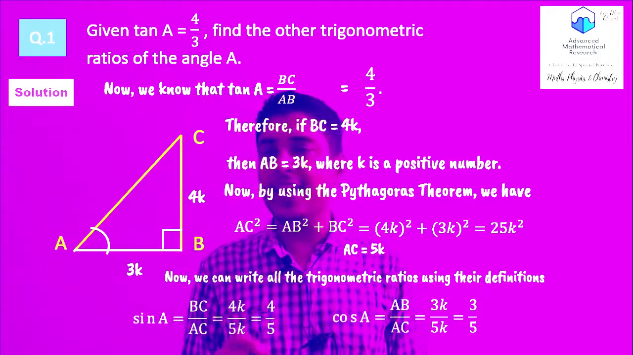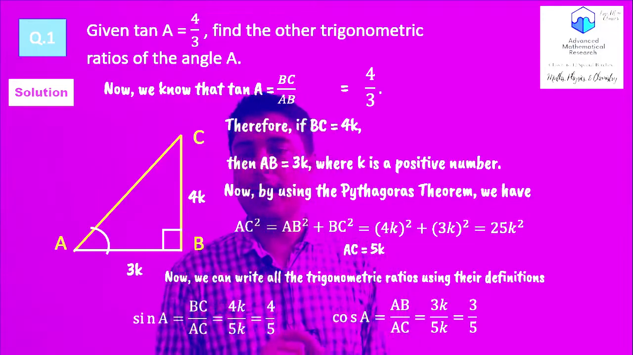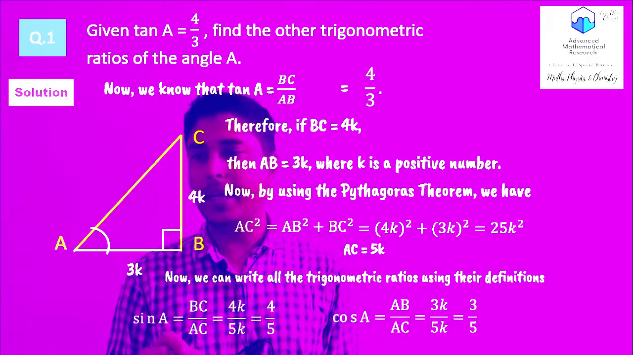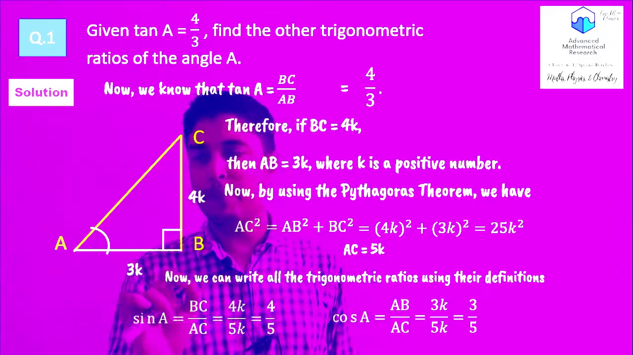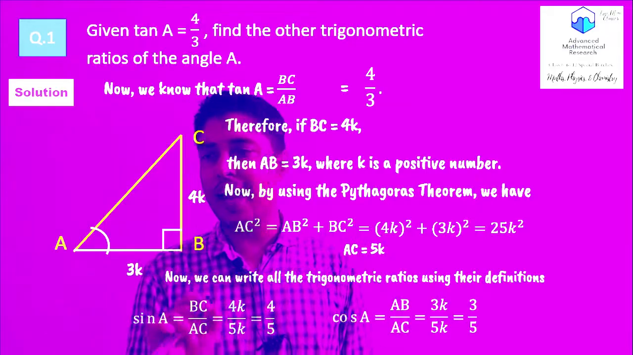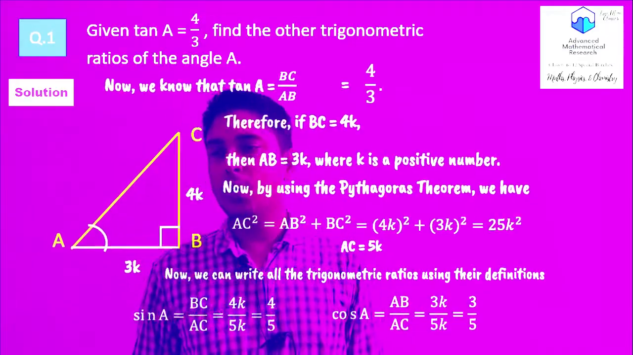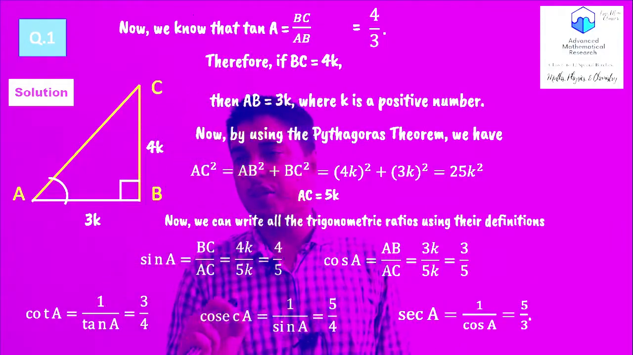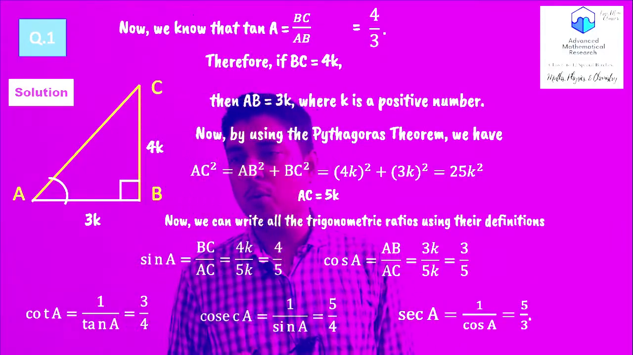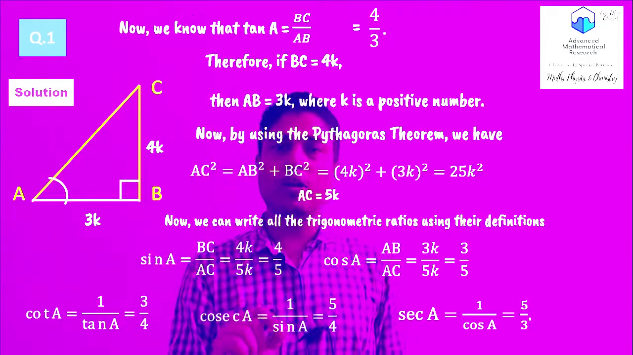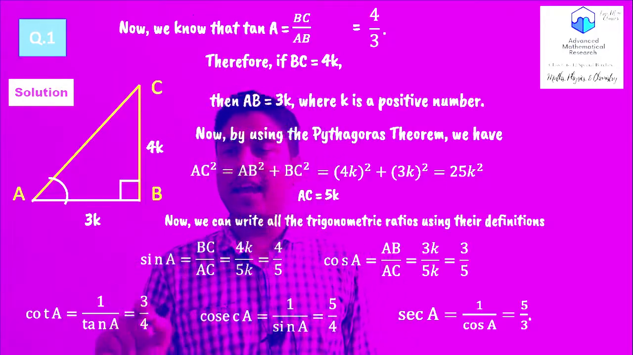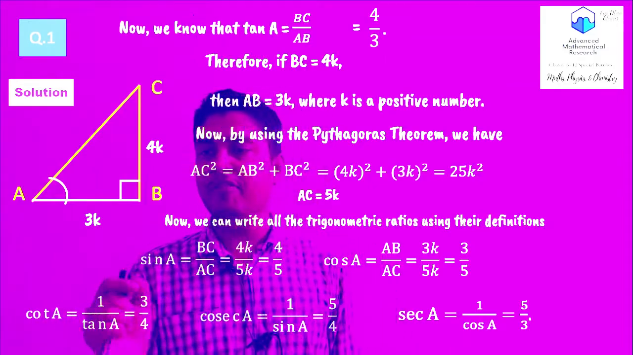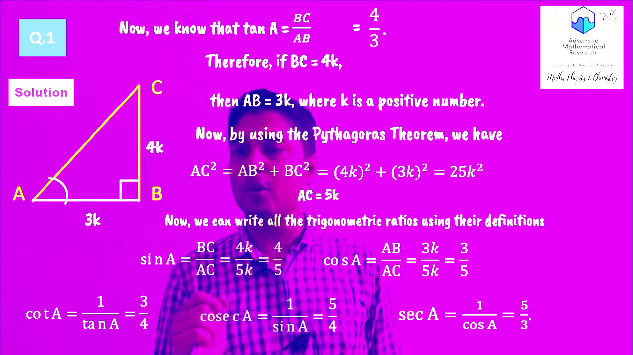Now you can also verify the identity that sine square A plus cos square A must be equal to 1. That is a very important identity. So sine square A plus cos square A is 4 upon 5 whole square plus 3 upon 5 whole square. If you add them, you will get the value 1. Similarly we can define cot of A. Cot of A is equal to 1 upon tan of A and that will become 3 upon 4. Cosec of A is equal to 1 upon sine of A. We have calculated sine of A as 4 upon 5, so cosec A will become the reciprocal, that is 5 upon 4.